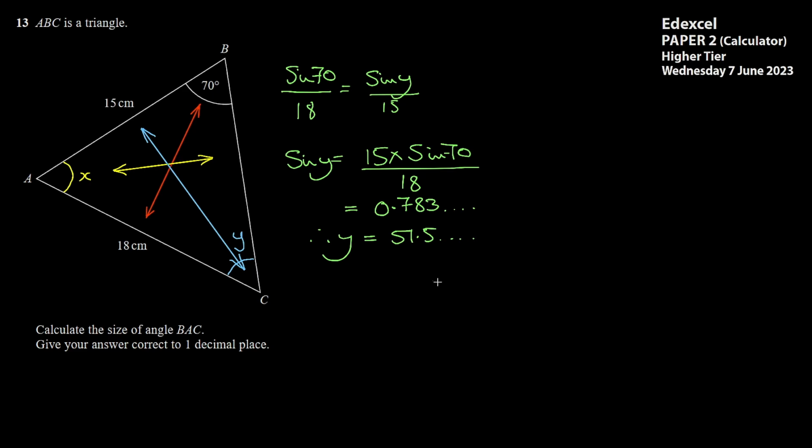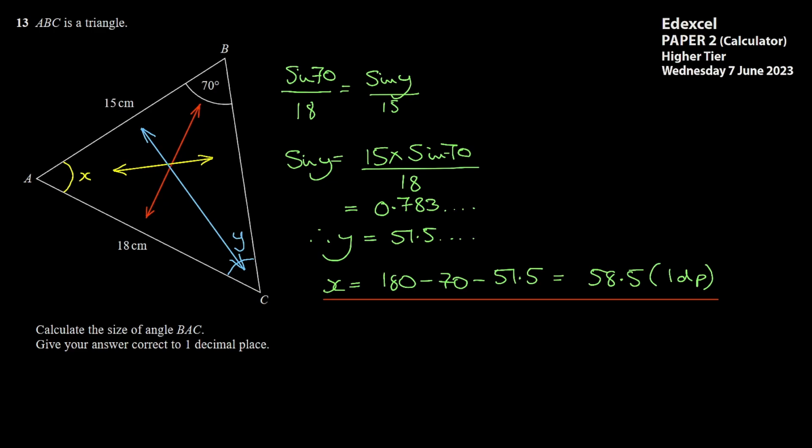51.5 degrees. So using the fact that these three angles must add up to 180 degrees, x must be equal to 180 minus 70, minus our answer above, 51.5. And this turns out to be 58.5, and that is to 1 dp. And that is the answer.